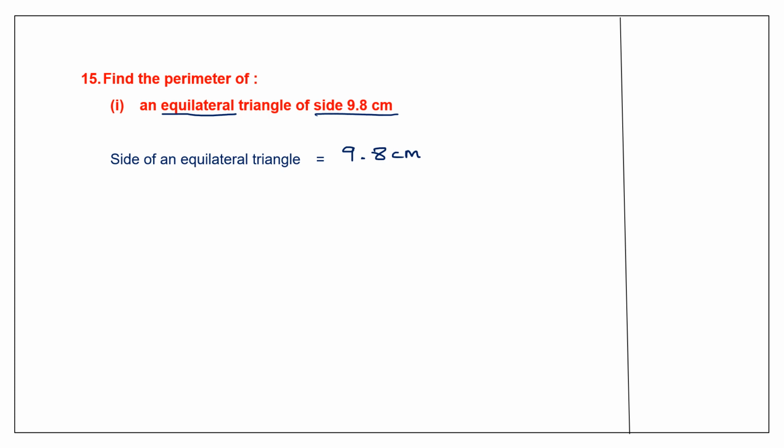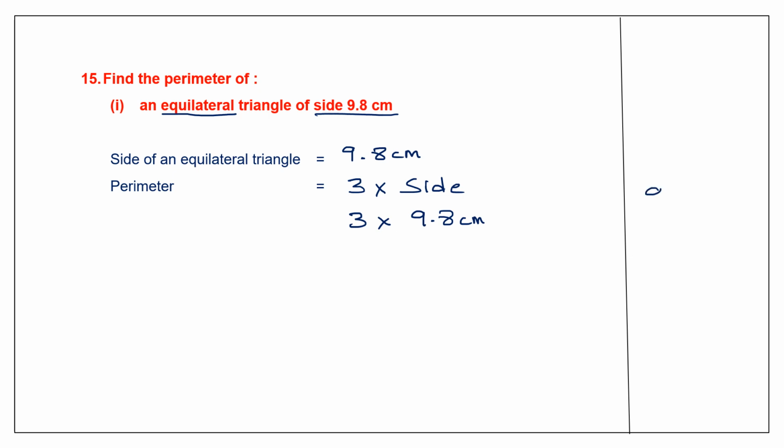Now we have been asked to find the perimeter. So perimeter of a triangle or of any shape is the sum of its sides, isn't it? You add up all the sides. You know a triangle has 3 sides, so we have to add up all 3 sides. And this is an equilateral triangle, so all 3 sides are the same. So you have to add up 9.8 plus 9.8 plus 9.8, 3 times. So instead of adding it 3 times, we can say 3 into side. That means we just multiply it once, 3 into 9.8 centimeters.